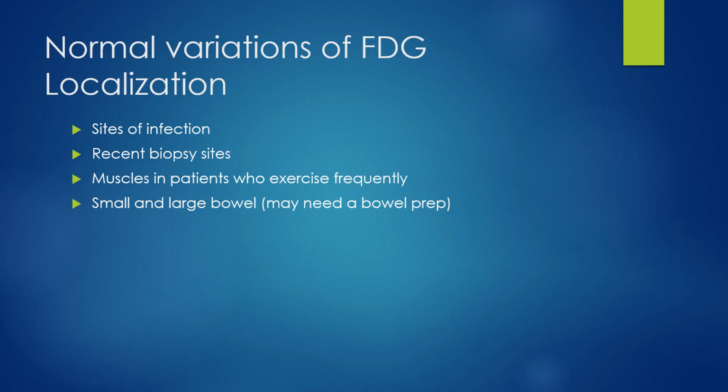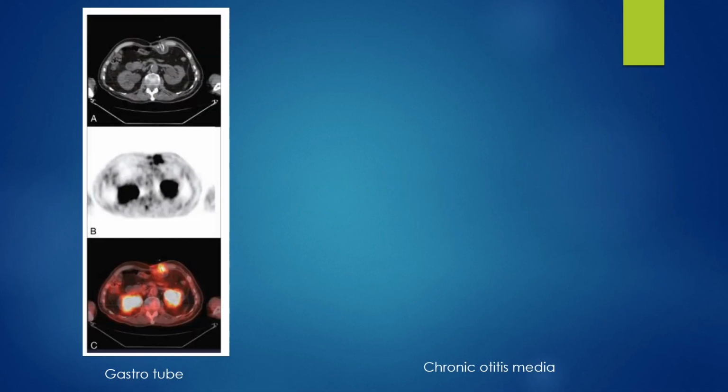There are a lot of normal variations of FDG localization. This will go anywhere where there are sites of inflammation or infection, and it has a lot to do with the patient's metabolism. So sites of infection, recent biopsy sites, muscles in patients who exercise frequently, and small and large bowel. If you're looking for GI activity, then it might be a good idea to do a bowel prep, just so that GI activity isn't there.